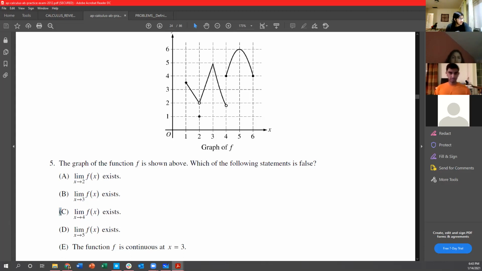So I would think the answer is C. Let's just go through everything else. At 5, no, it's smooth and it's continuous.